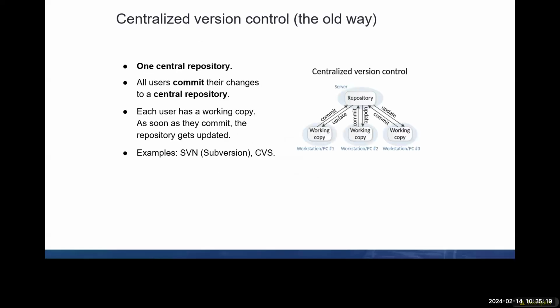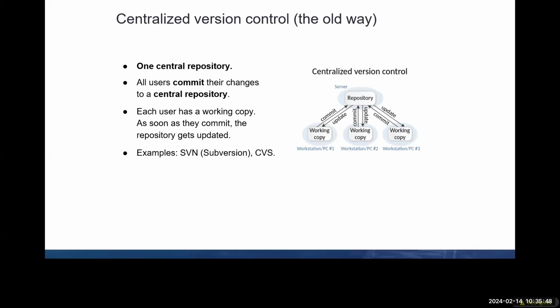So we have the old way, the centralized version control, where we have one repository and multiple working copies. It means we have multiple workstations, PC1, PC2, or laptop 1, laptop 2, laptop 3, etc. So here we have only one central repository, and all users commit their changes to the central repository.